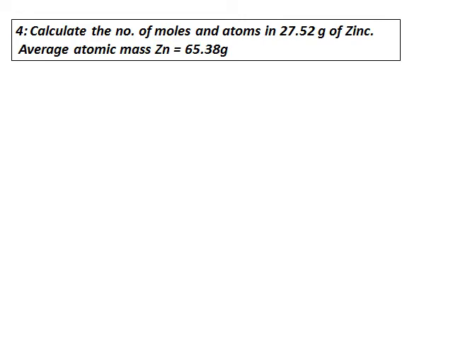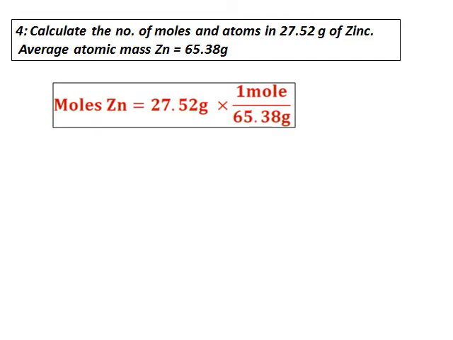Calculate the number of moles and atoms in 27.52 grams of zinc, and the average atomic mass of zinc is given. As usual, start with the number which is given, that is 27.52 grams. And I have to calculate the number of moles, so I have to get rid of the grams. We also know that 1 mole weighs 65.38 grams. Therefore, if I multiply in such a way that the grams get cancelled, I will get the moles of zinc. So I am multiplying by 1 mole divided by 65.38 grams, and the moles of zinc comes as 0.42.